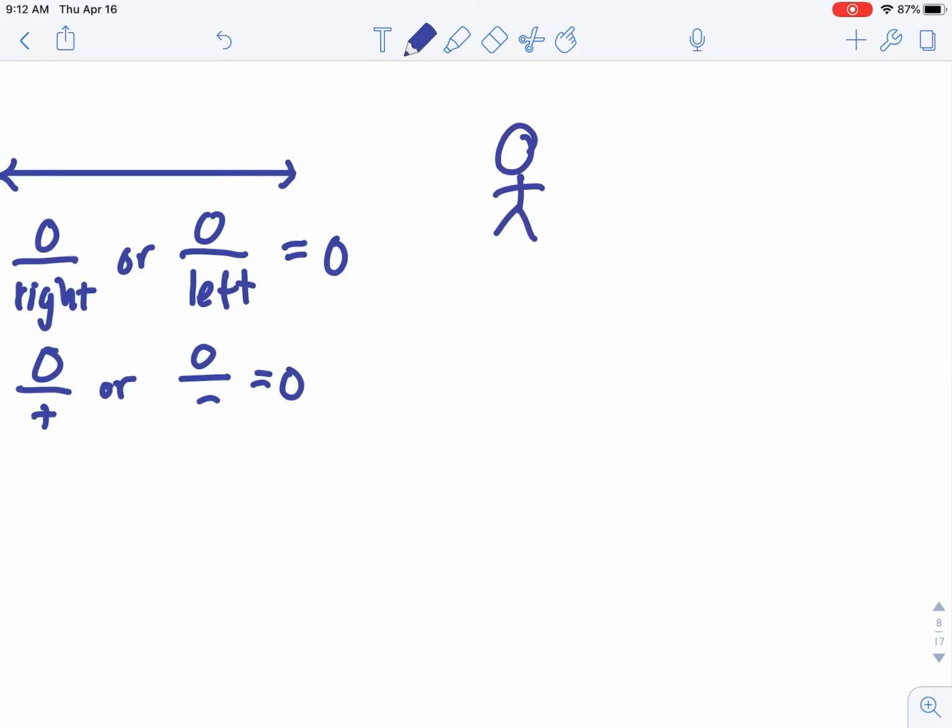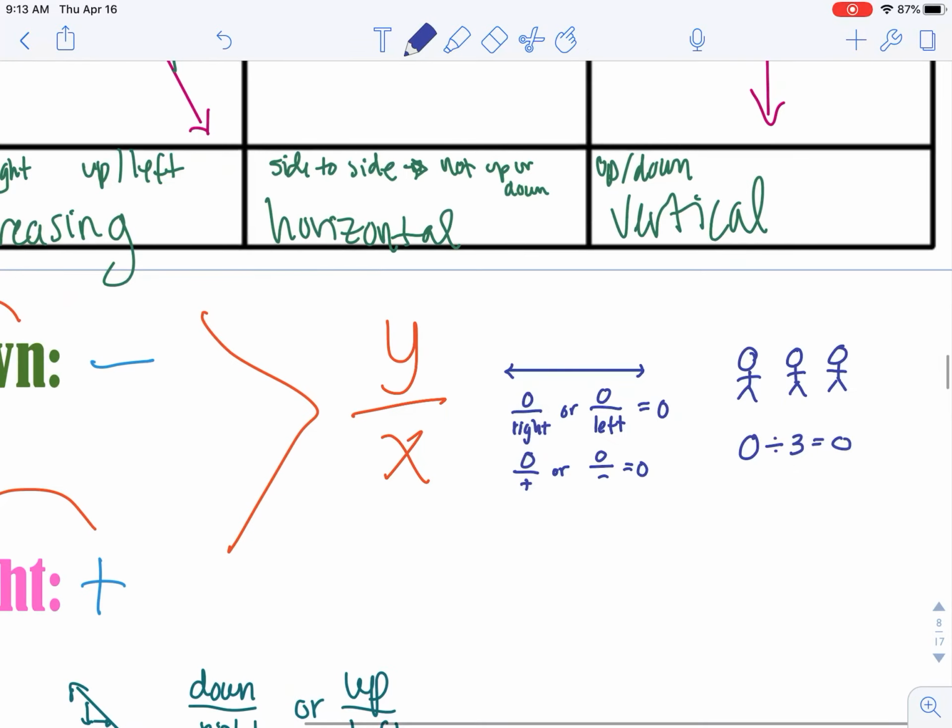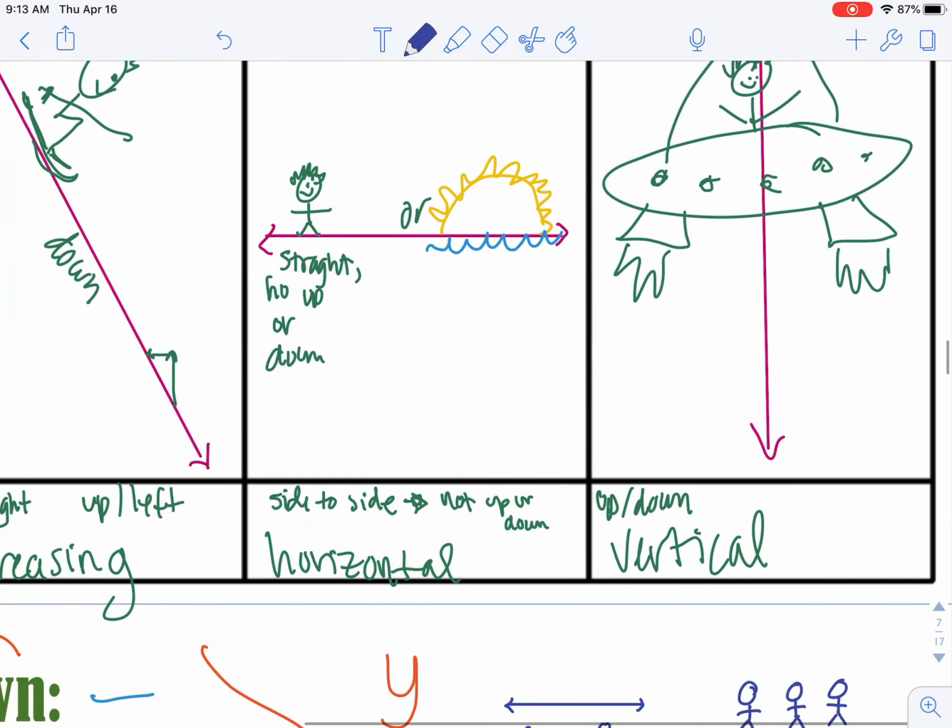If I have 3 friends and I have 0 pieces of candy. So I have 0 pieces of candy and I want to divide it amongst my 3 friends. How many pieces of candy does each person get? They get 0 because I don't have candy. And if I'm handing out 0, they have 0. They have no candy. Each person has 0 pieces of candy. So that's where it's 0. This is a 0 slope.